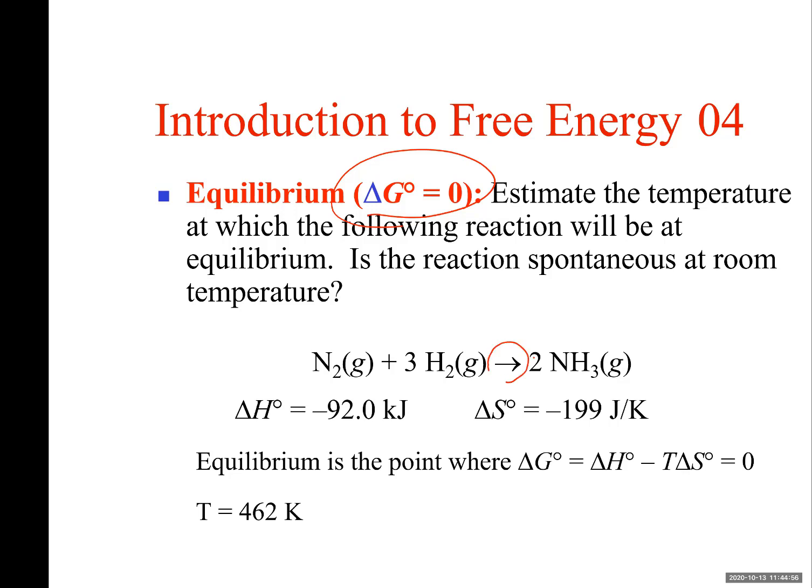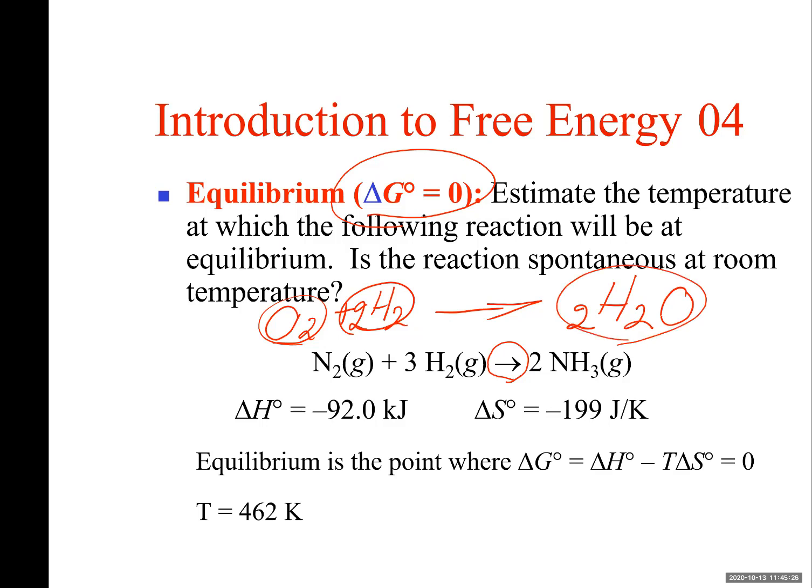If I write a one-way arrow, what's the meaning? If I write H2 plus O2 react to make water, 2 moles of water. If I write a one-way arrow, that means all of the oxygen and hydrogen, if they are in proportion, 1 mole of oxygen and 2 moles of hydrogen, react together to make water. That means there is no oxygen and hydrogen left over. The reaction goes to completion if I write a one-way arrow.